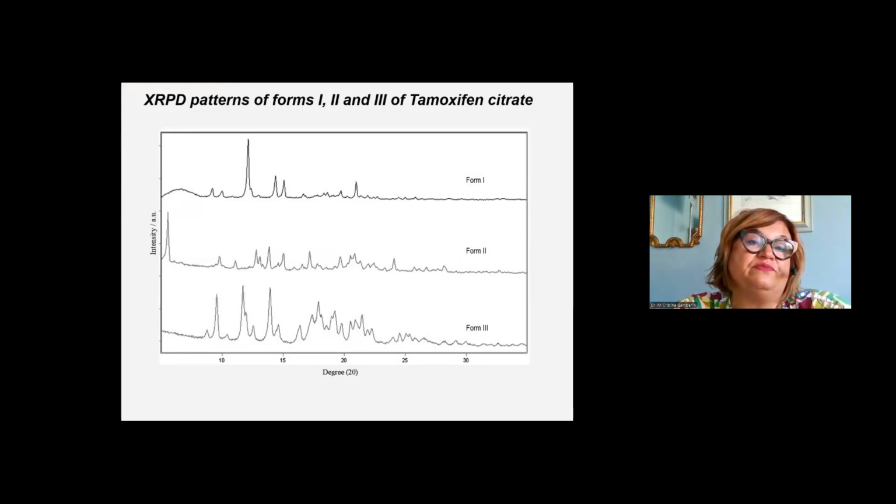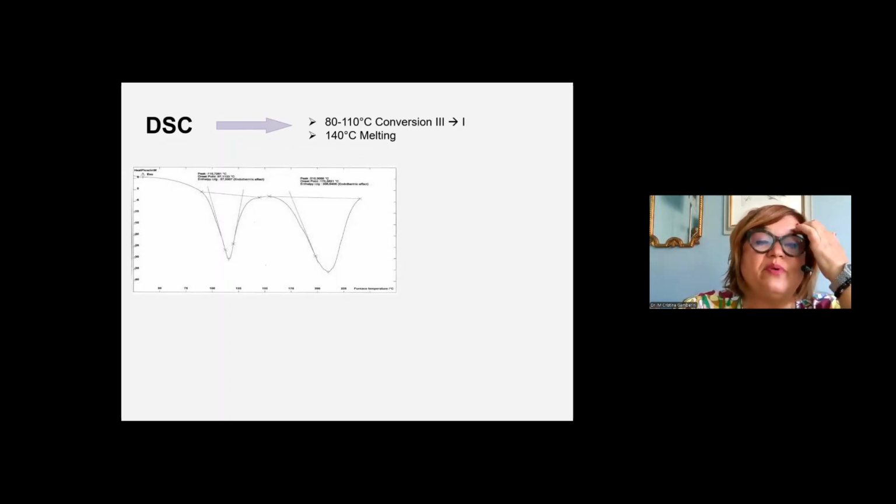After that, powder X-ray diffraction for forms 1, 2, and 3. Yeah, because it was crystalline, and we have also used the DSC, heating the sample. In this case, yes, it destroys the sample. The other techniques are not destroying.